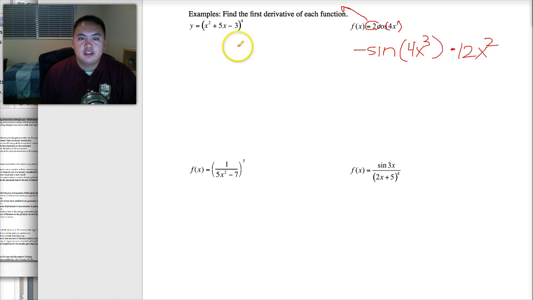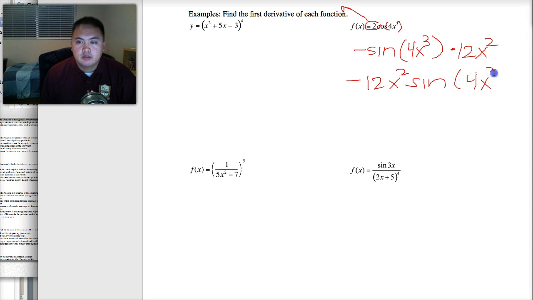And then, different from this problem, everything was sort of simplified already. In this case, my coefficient is here on the outside, or on the right, where it's usually located in front. The answer is going to be negative 12x squared sine 4x to the third. Again, I'm just rearranging the terms.